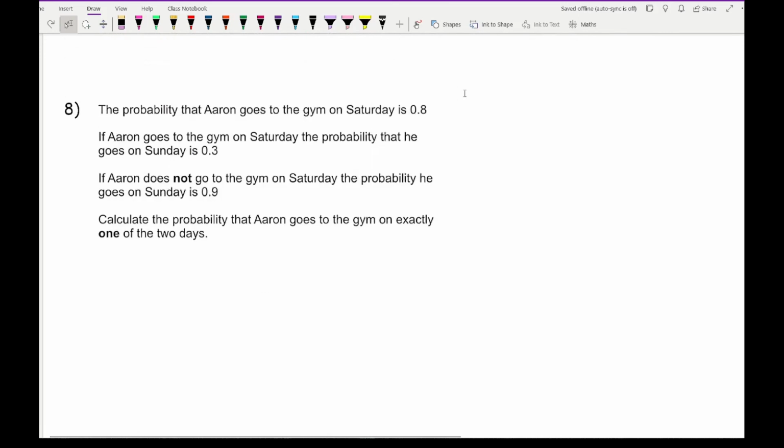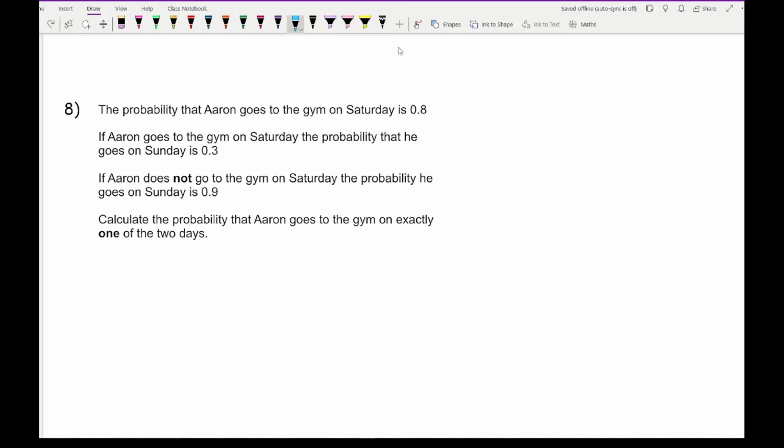Then moving on to question 8, it says that the probability that Aaron goes to the gym on a Saturday is 0.8. If Aaron goes to the gym on Saturday, the probability he goes on Sunday is 0.3. And if Aaron doesn't go to the gym on Saturday, the probability that he goes to the gym on Sunday is 0.9. Calculate the probability that Aaron goes to the gym on exactly one of the 2 days.